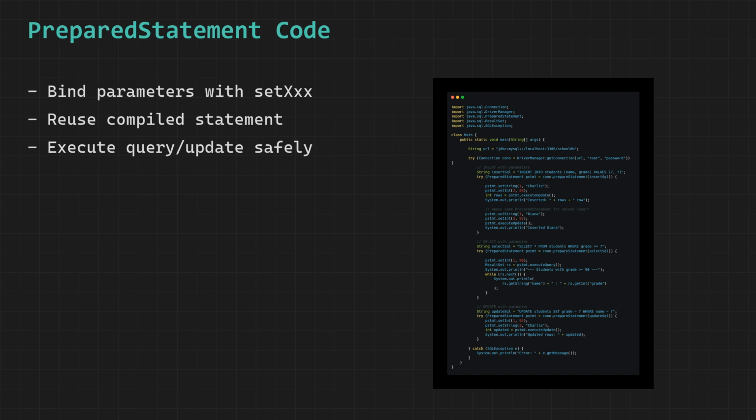Select SQL filters by grade. setInt sets the threshold to 90. Execute query runs the select and returns the result set: Alice with grade 95 and Diana with 90 to match the condition. Update SQL has two parameters in a different order, grade first and name second. Setter indices follow the order of question marks in the SQL string, grade is index 1 and name is index 2.